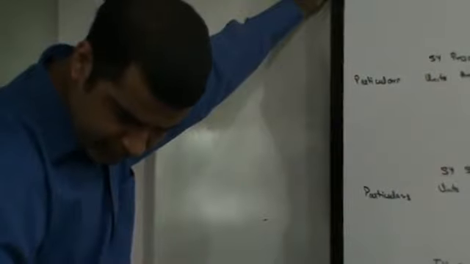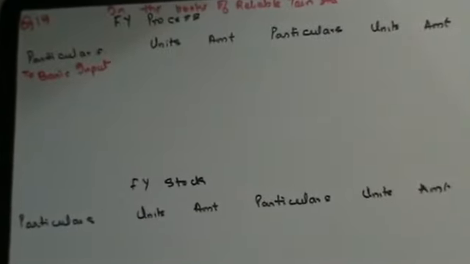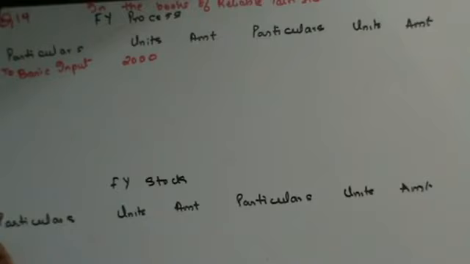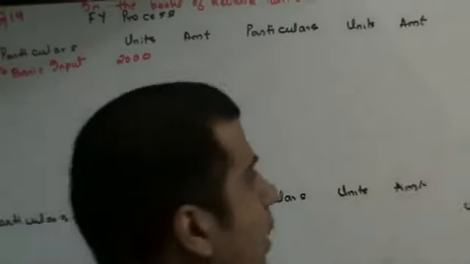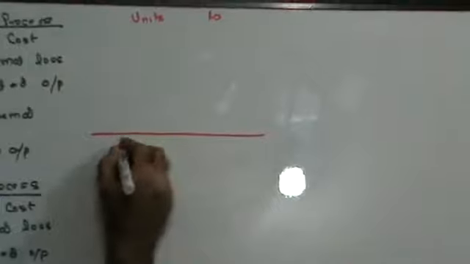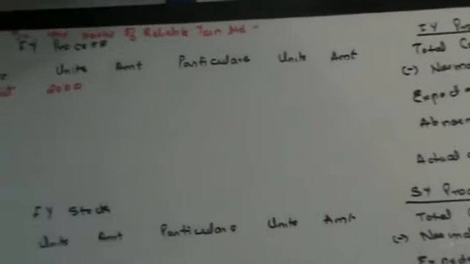Quantitative information in kilograms. Basic input for the FY process is 2000 kgs. Next, they said that output during the month is 1950 kg. First I am going to do only the FY process. This will be in the working note. Units, rupees. Output during the month is 1950 kgs.